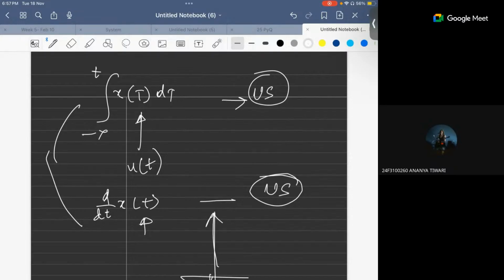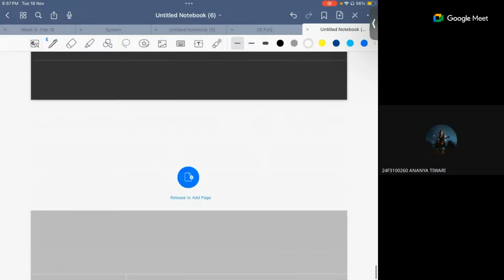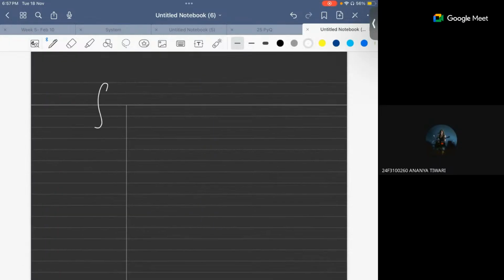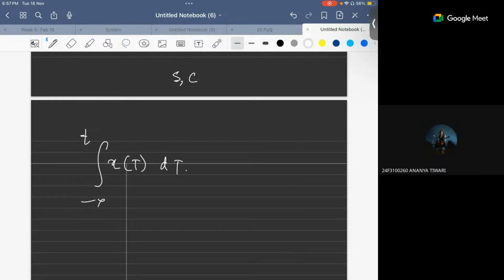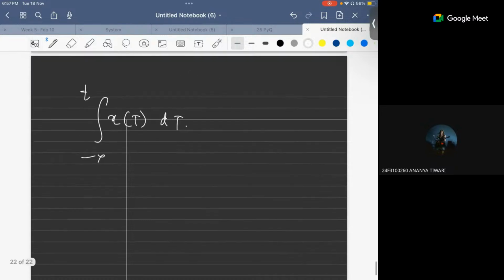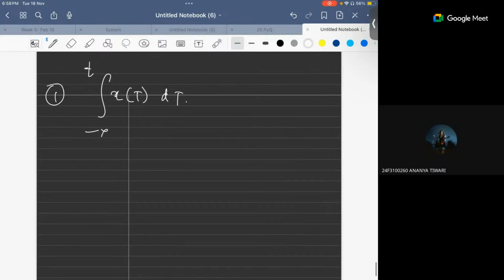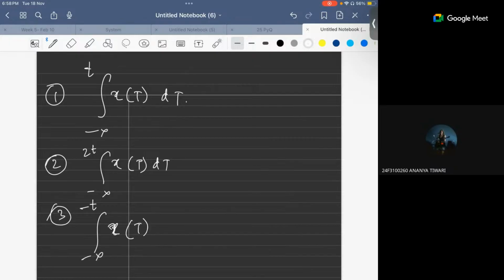Now if you have understood, solve this problem. Integral from minus infinity to t of x of tau d tau. I have already told you this, but you have to tell me the causality, static or dynamic, and stability, all three. Second one is minus infinity to 2t, x of tau d tau. Third one, minus infinity to minus t, x of tau d tau.